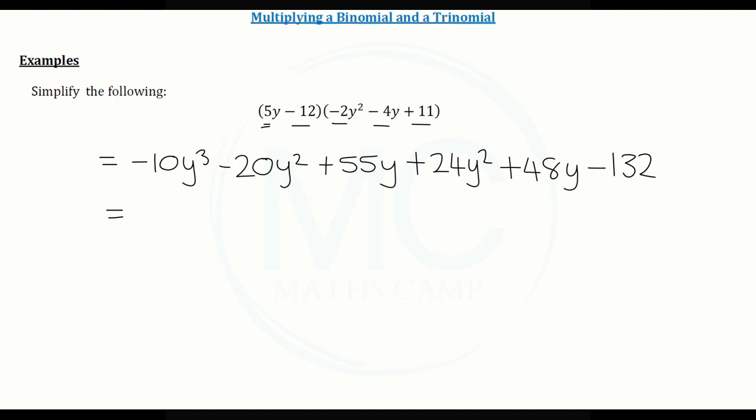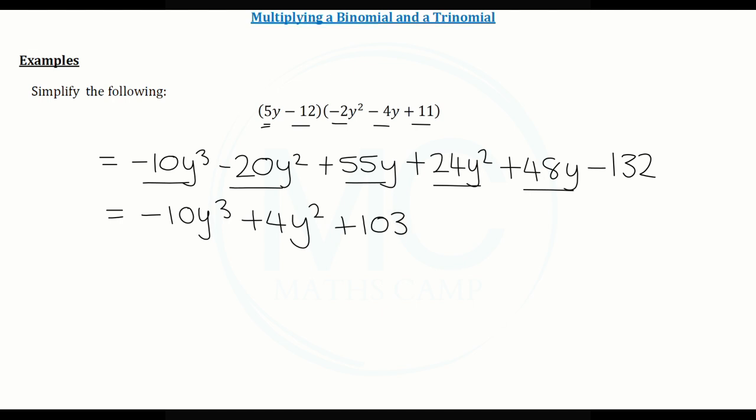So we have negative 10y cubed. Then we have negative 20y squared plus 24y squared, which leaves us with positive 4y squared. Then we have 55y plus 48y, which gives us 103y. And finally, we are left with negative 132.